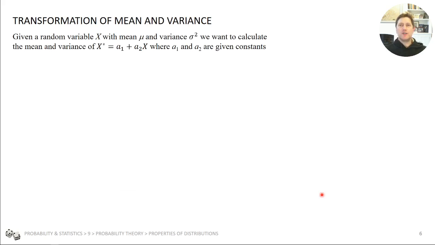Second topic is transformation of mean and variance. So if we are given a random variable x, which has mean mu and variance sigma squared, we want to calculate the mean and variance of a transformed variable x star. And it's transformed by a linear operation, this one, x star is equal to a1 plus a2 x, where a1 and a2 are constants. We call that a linear transformation. And what will happen with that transformation? What will happen to the new mean and the new variance? We'll see why this is important shortly.